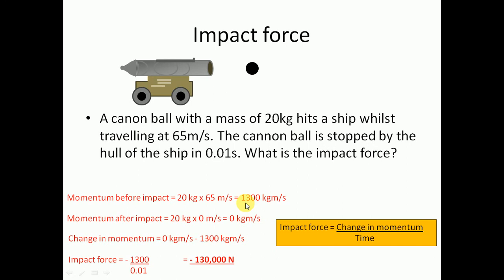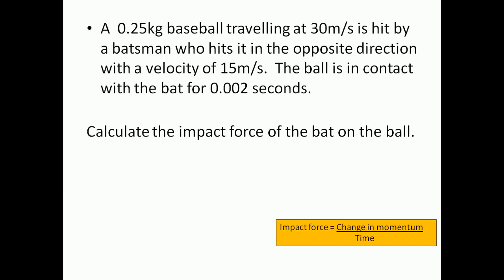So this is a question talking about a batsman hitting a baseball. So we have a baseball which has a mass of 0.25 kilograms being hit by a batsman when it is moving at 30 meters per second, and the batsman hits it in the opposite direction with a velocity of 15 meters per second, and the ball is in contact with the bat for 0.002 seconds.